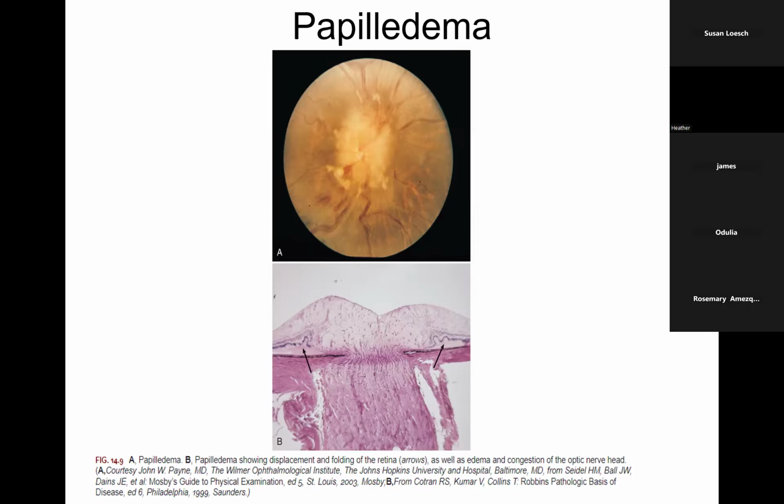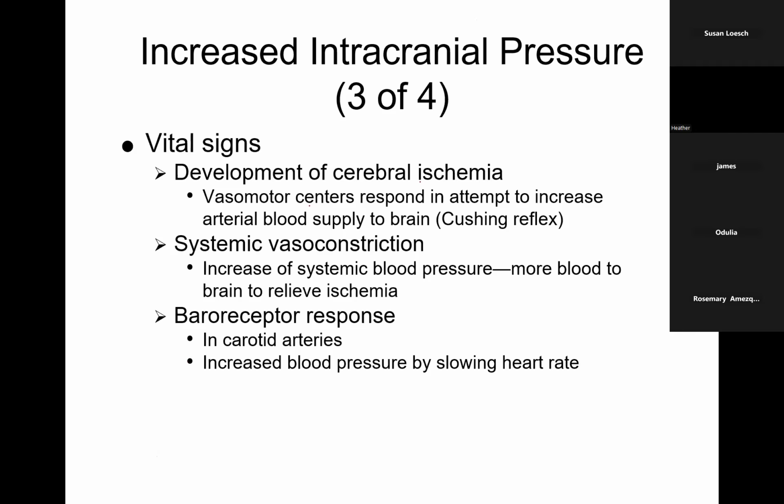Let me get off this slide to the next one. All right, you see that development of cerebral ischemia. So that is blood flow to the brain. And your body is going to try to put yourself in homeostasis here by increasing the arterial blood flow to the brain, because the brain recognizes it's not getting enough blood flow, and the body recognizes that. So we call that Cushing's reflex. I would know that.